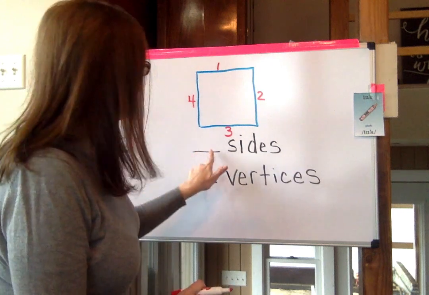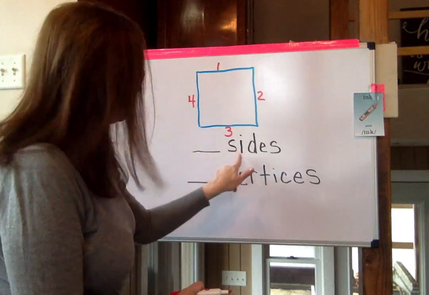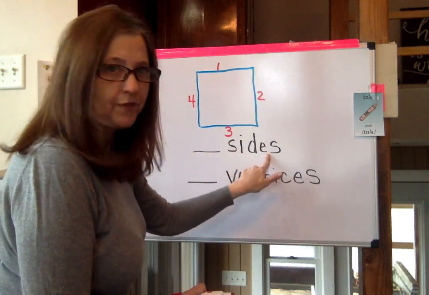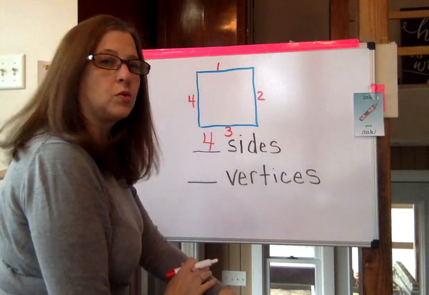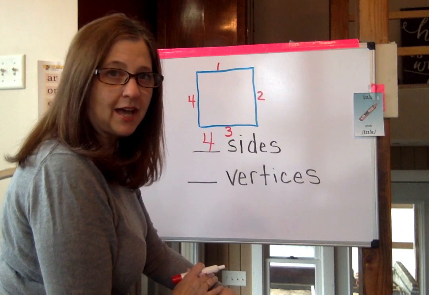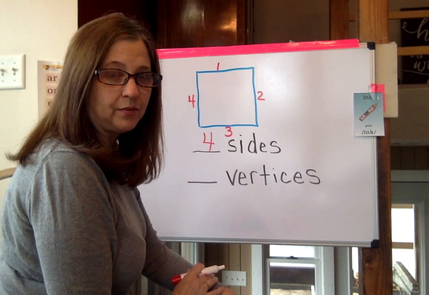All right, underneath it has a line, and then you see the word sides? You guys are very good readers. So I want you to put 4 sides. The square has 4 sides. Go ahead and write that down.